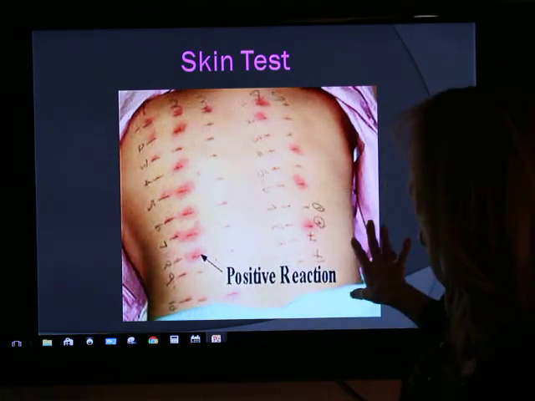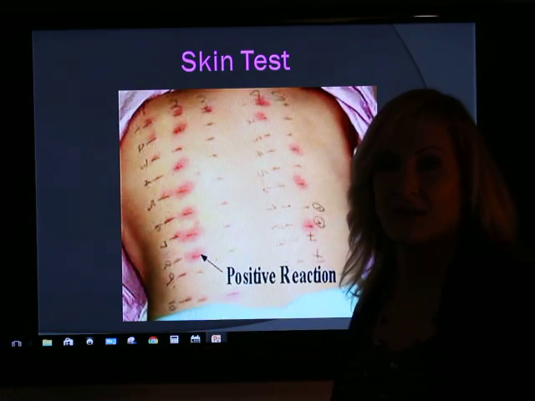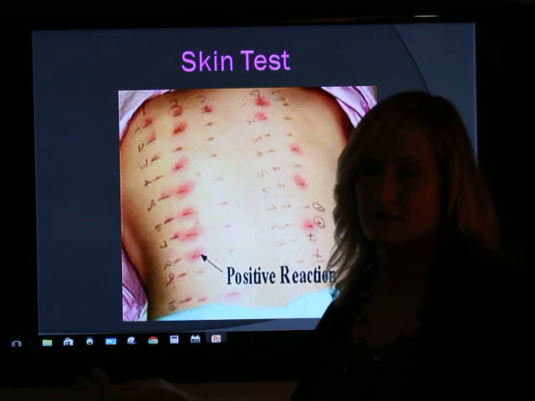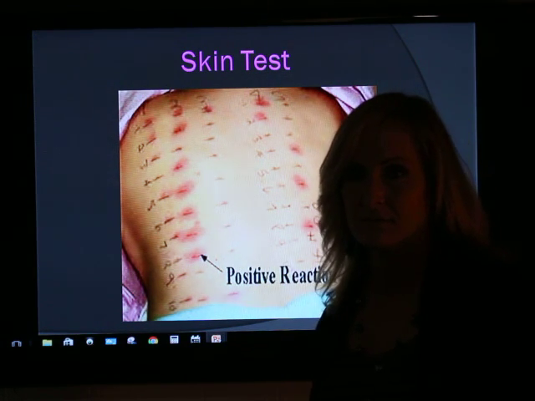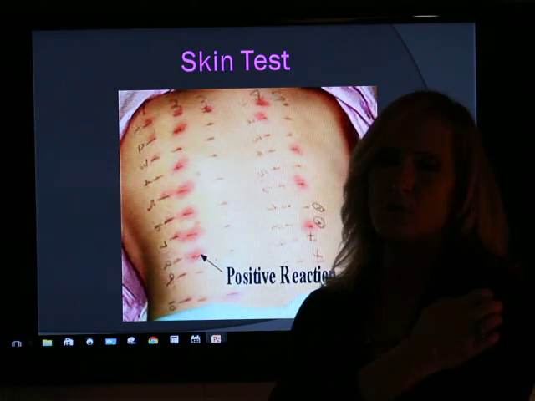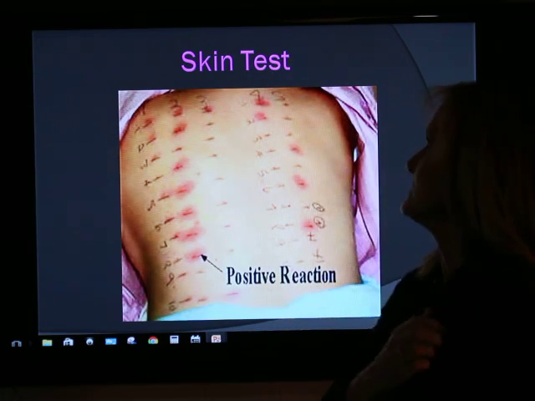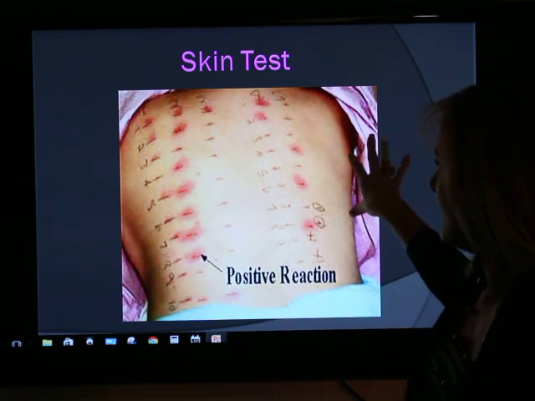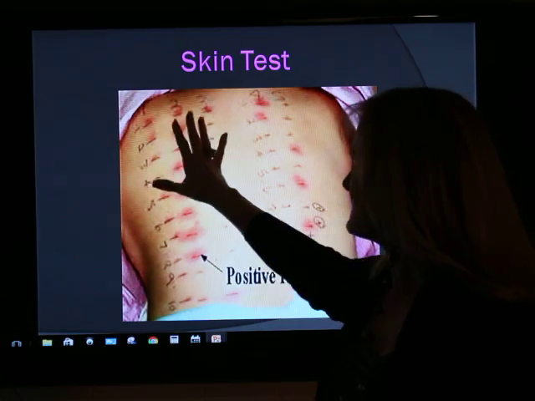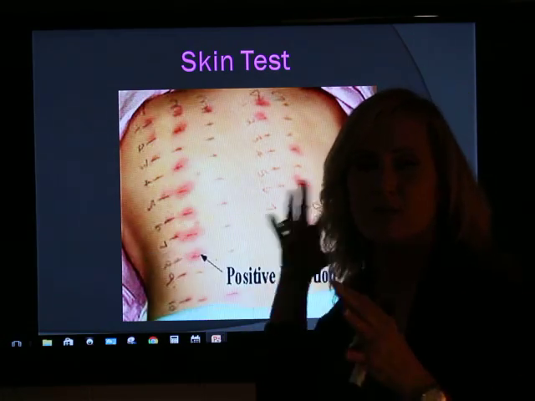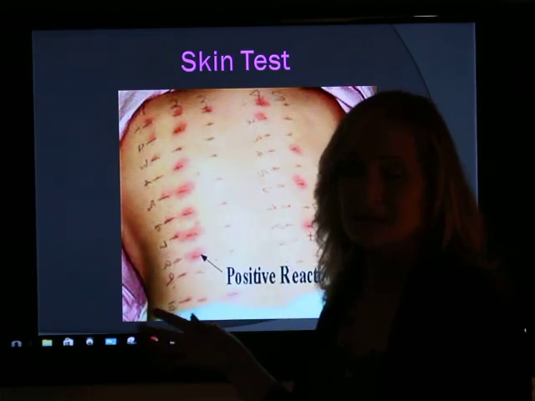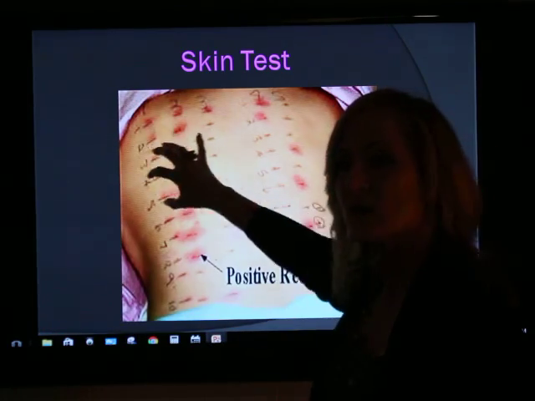So one way that we can figure out is, does a person have allergies, or are they just having a cold or flu which is not going away, or maybe they got something else going on, is to do a skin test. And the skin test looks kind of like this. It's done on the back. The back does not have a lot of sensitivity to it, and it's called the scratch test.